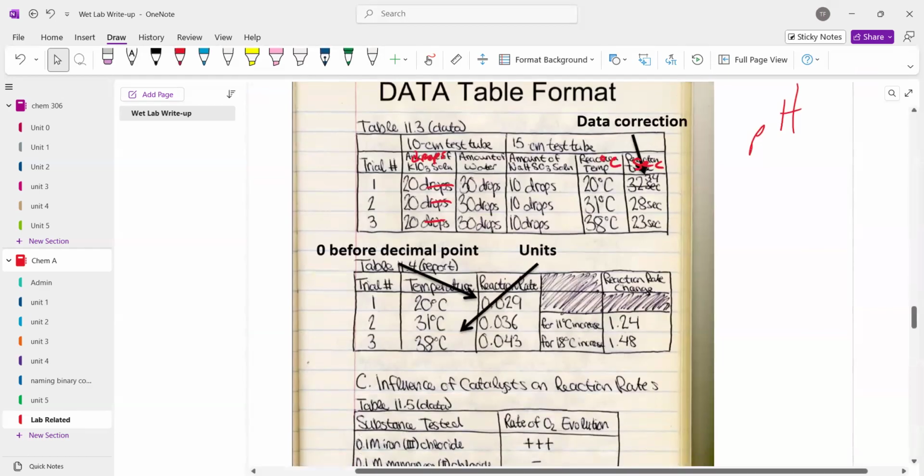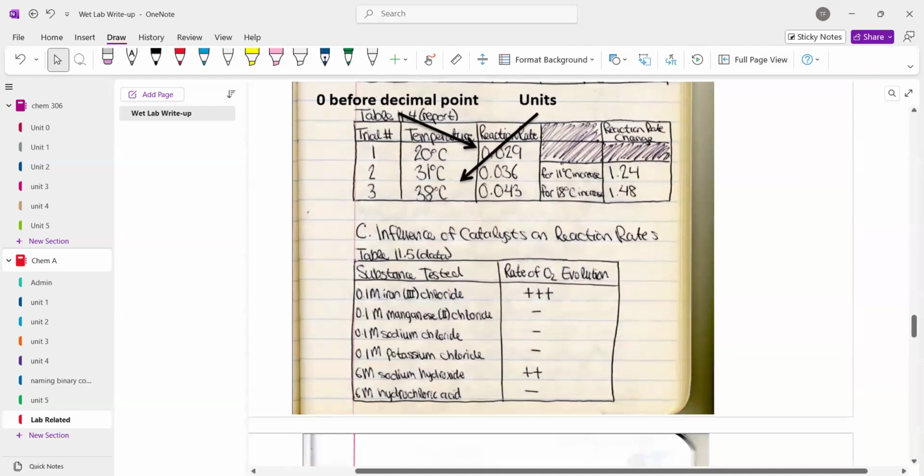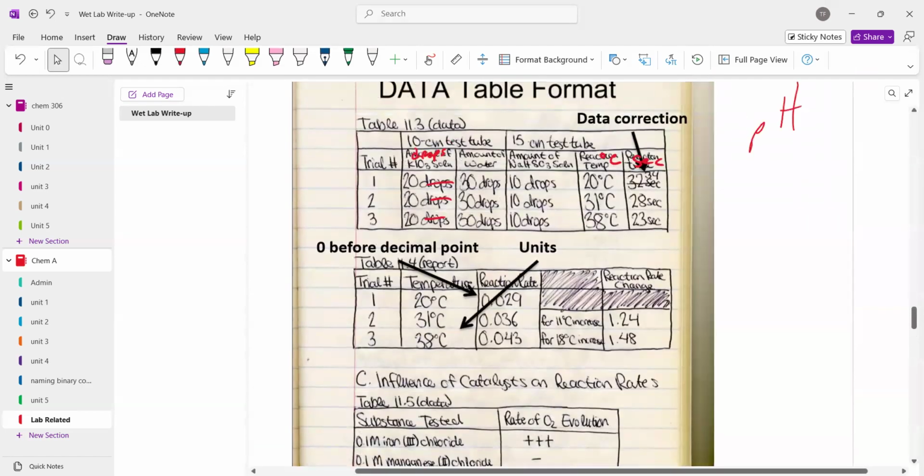Okay, typical data table. Put a 0 before the decimal point, units on numbers. And the data tables can all look different too, as long as there's an organized place to put your data. Doesn't matter.